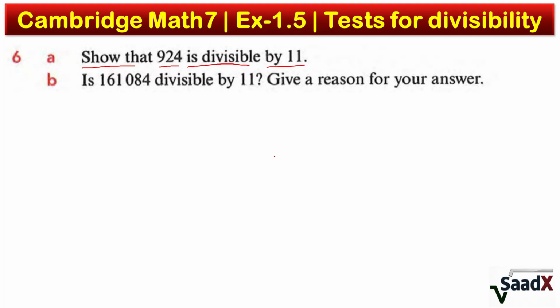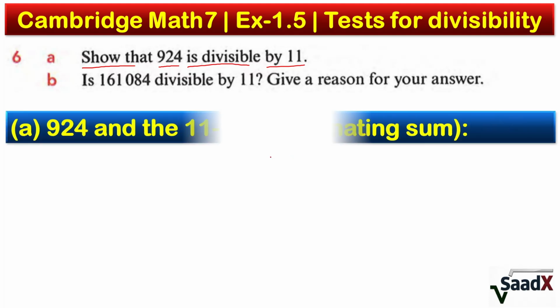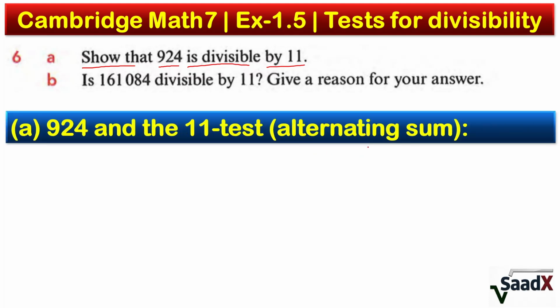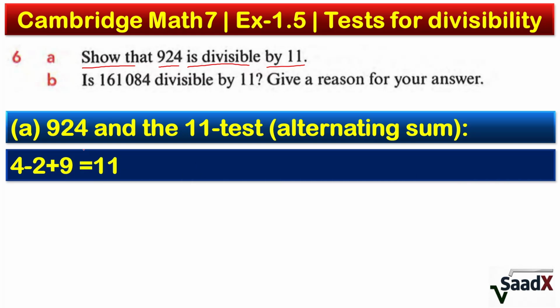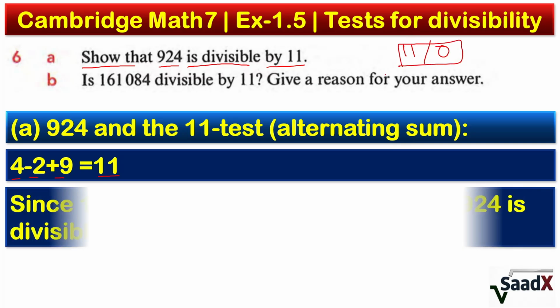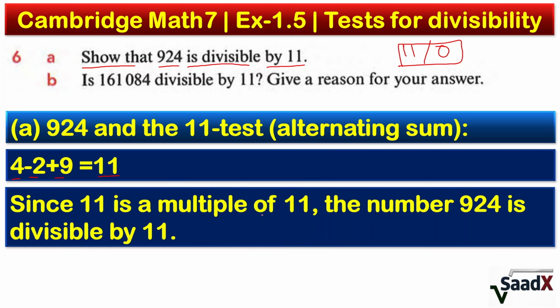So we have to follow a smart rule which is called alternating sum. How? Look, here is 924, from reverse: 4 minus 2 plus 9 equals 11. So if the result becomes 11 or 0, we understand that number is divisible by 11. How? Since 11 is a multiple of 11, therefore the number 924 is divisible by 11. It's very smart thinking.